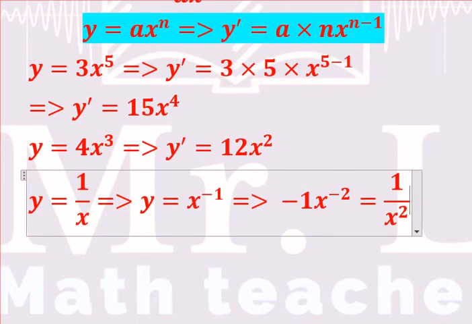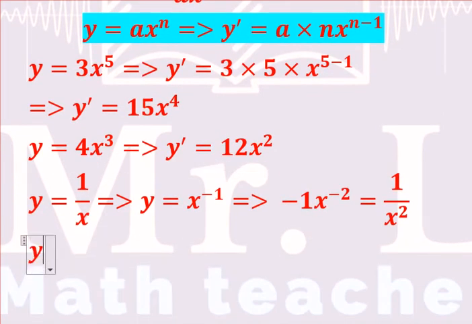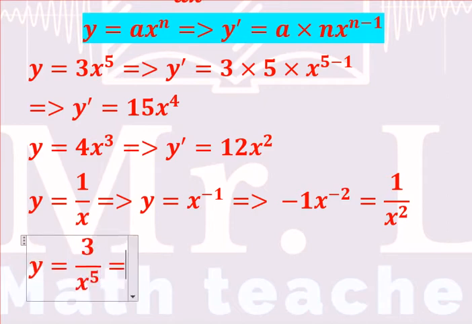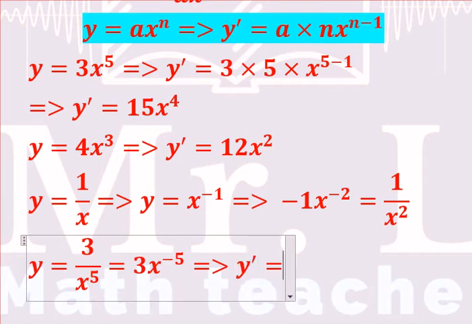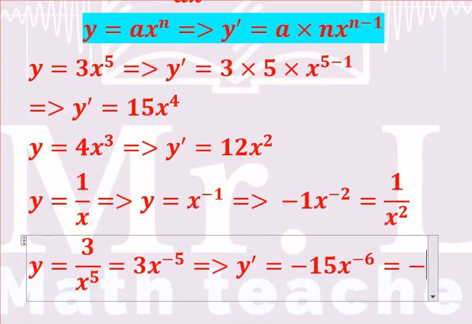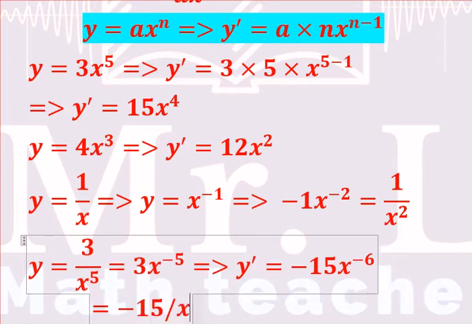Let me also give another similar example so you can understand it more. Let's say y equals 3 over x power 5. Here you can write this example as 3x power negative 5, right? We know always in powers that if you move a quantity from the denominator to the numerator, you have to change the sign of its power. So with 3x power negative 5, y prime is equal to 3 times negative 5, so it's negative 15, x power negative 5 minus 1, so it's x power negative 6. Which means it's equal to negative 15 over x power 6.